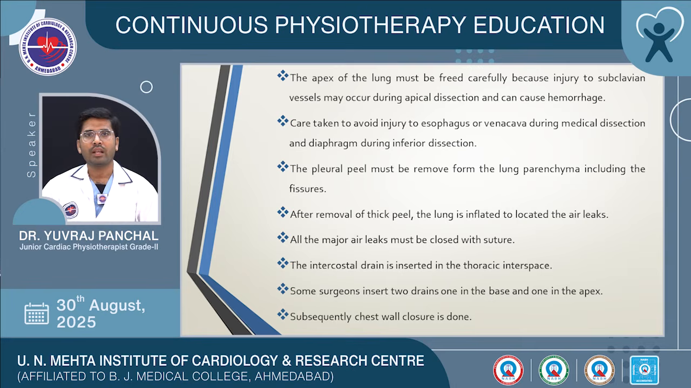The intercostal drain is inserted in the thoracic space. Some surgeons insert two drains, one in the base and one in the apex. Subsequently, chest wall closure is done.